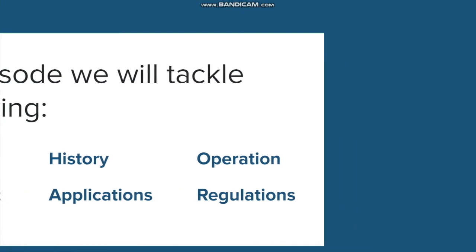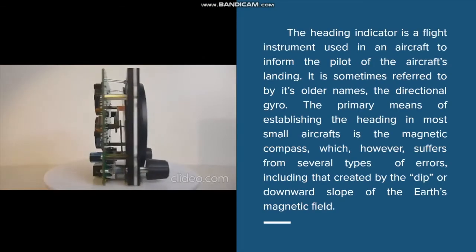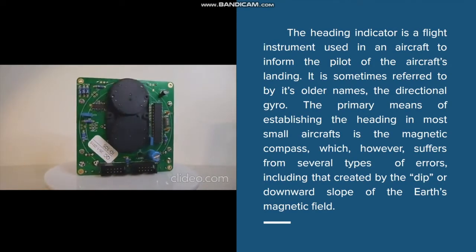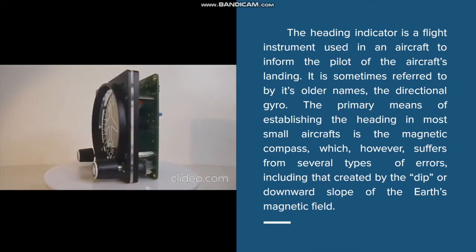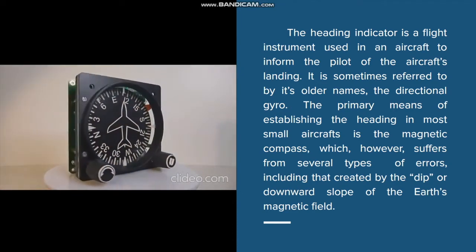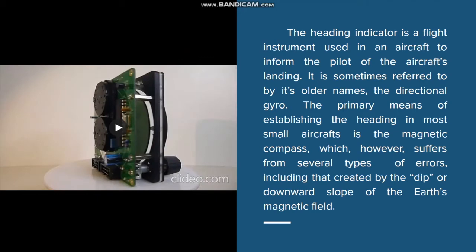First, we have the overview. The overview of the heading indicator. The heading indicator is a flight instrument used in an aircraft to inform the pilot of the aircraft's heading. It is sometimes referred to by its older name, the directional gyro.